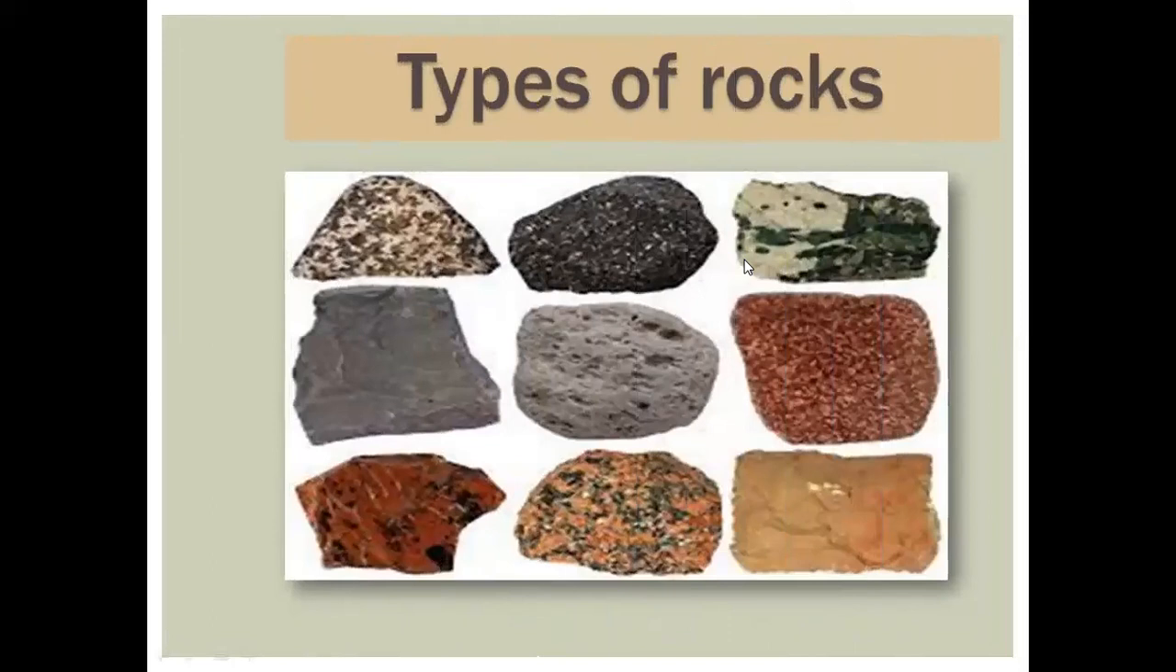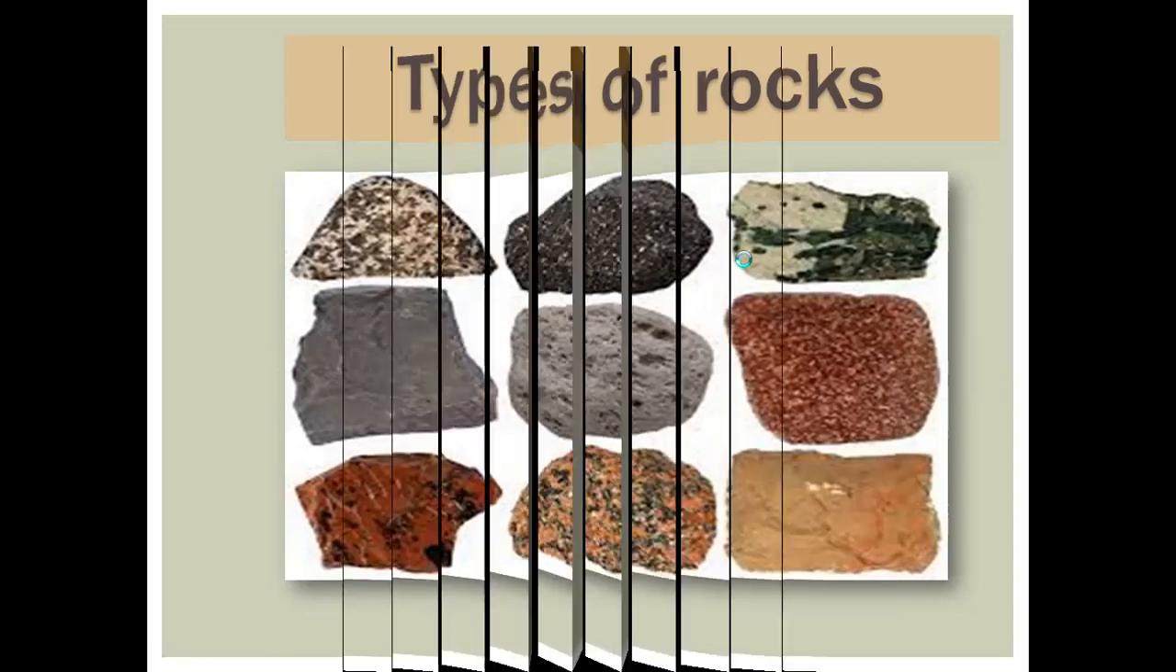Types of rocks. As you can see in the picture, there are different types of rocks. Their shape, their color, and their texture are also different. Most of the rocks are hard and rigid, while some of the rocks are soft. Some are dull in color and some are shiny. There are different types of rocks.